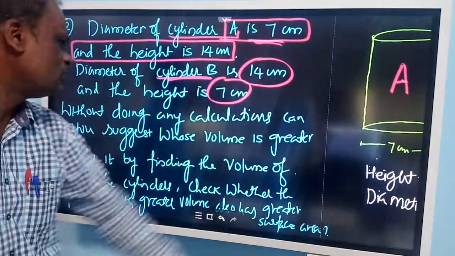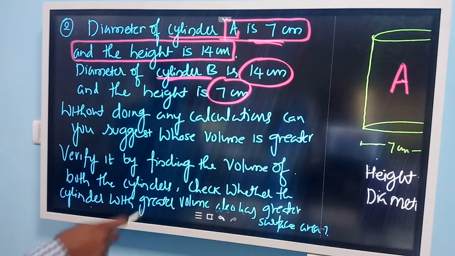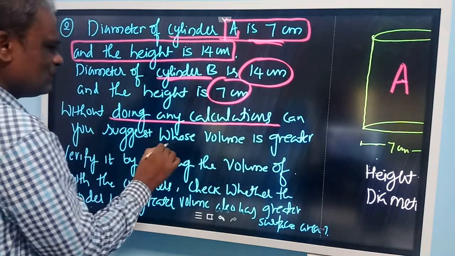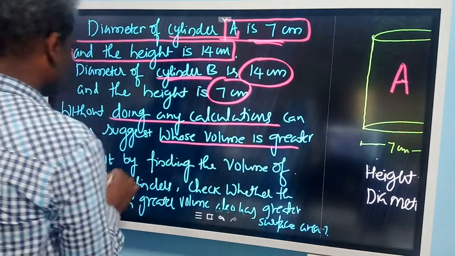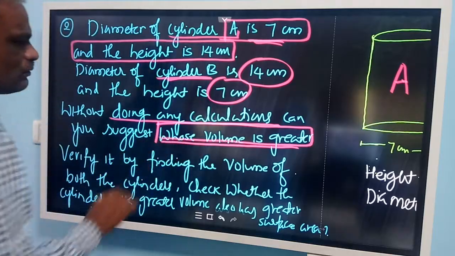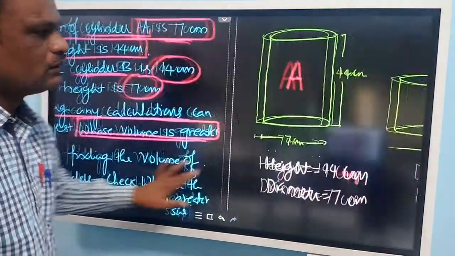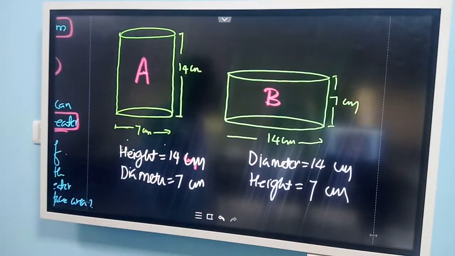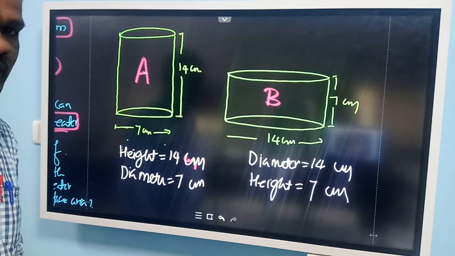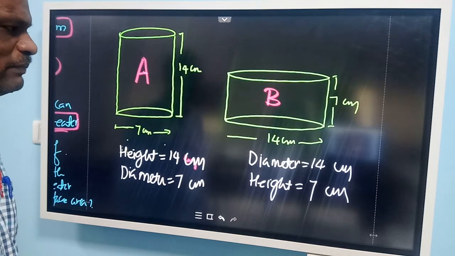Now look at this question. Without doing any calculations, can you suggest whose volume is greater? First you have to tell me which one will occupy more volume. B will carry more volume. What is the reason for that? Without calculation you have to tell me. Why is the volume of B more?